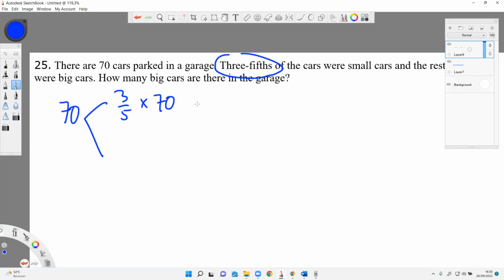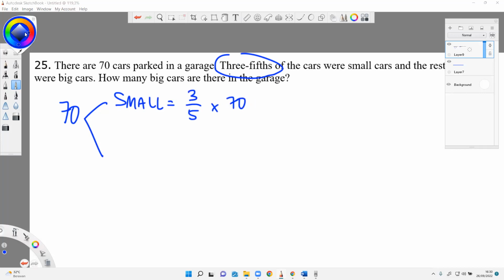Amount of small cars, I write it like this: 3/5, 3 over 5 times 70, or you can just simplify the 5 and 70, cross, 70 divided by 5. Wait, wrong. 70 divided by 5 is 14, right? So 3 times 14 is 42 small cars.